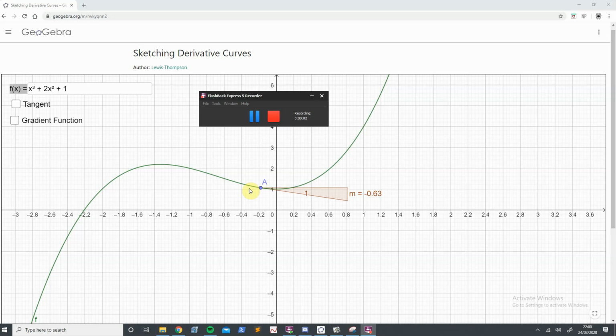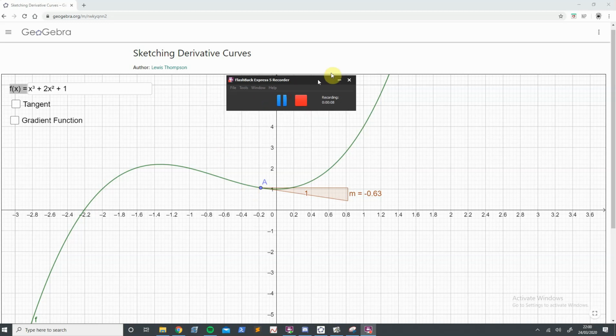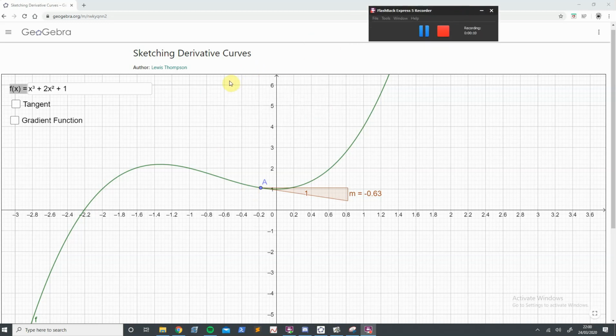Hi, this is going to be a video linking to sketching derivative curves. I've got this GeoGebra file that I've created, which we're going to investigate, and we're going to see what we think is happening, and see if we can figure out how to draw a derivative curve. So we can differentiate.